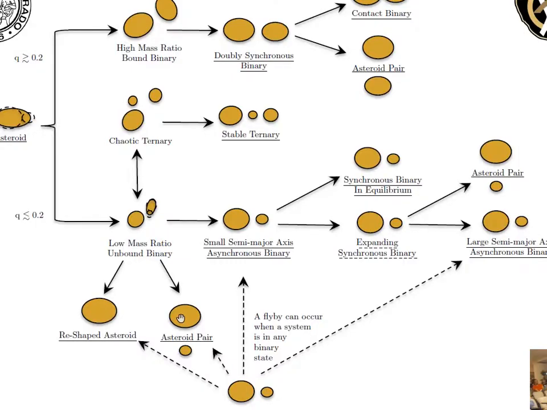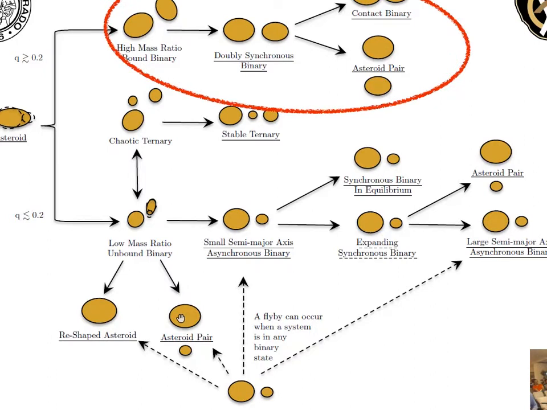And we're able to come up with this somewhat complicated chart describing what happens in terms of the mass ratio between these two bodies, whether it has a large mass ratio or a small mass ratio, and what some of the outcomes of these systems could be. We'll step at a high level through some aspects of this, just to give you a feeling for how this works.